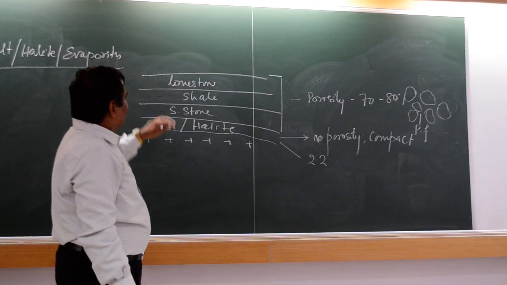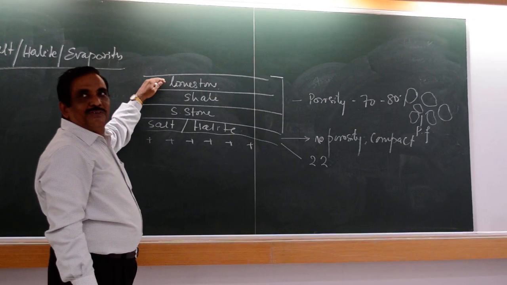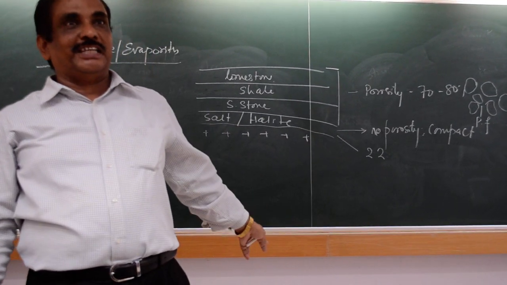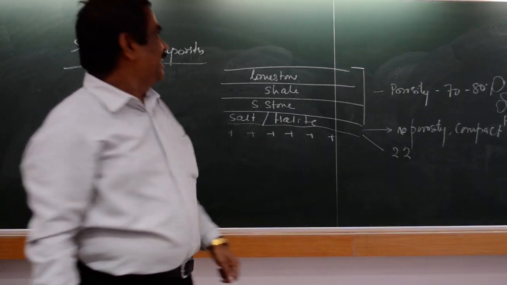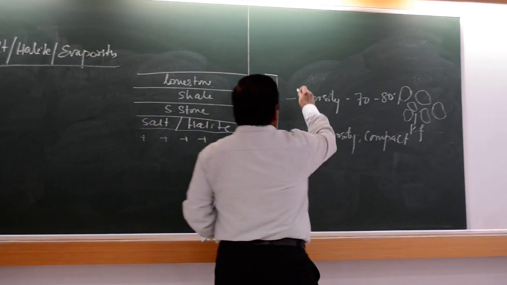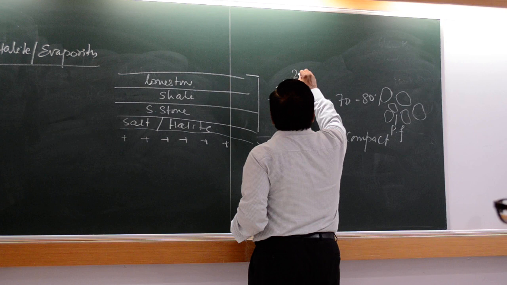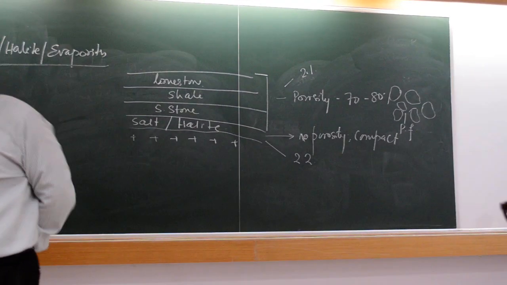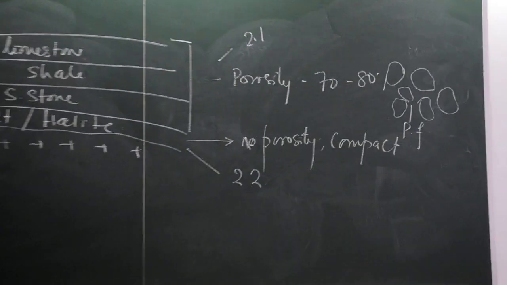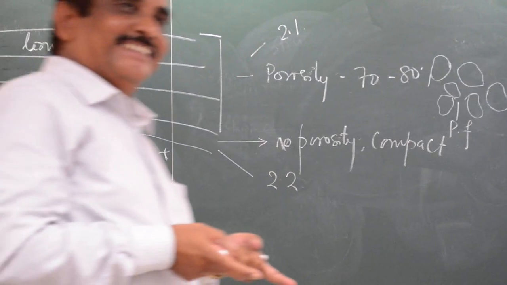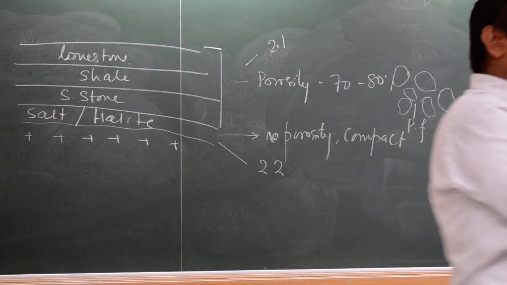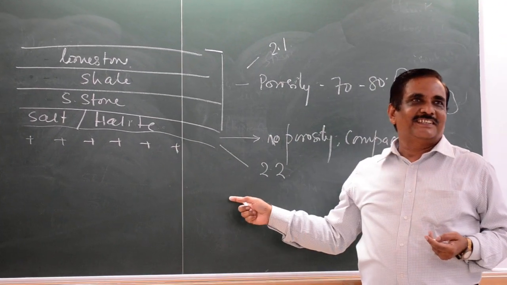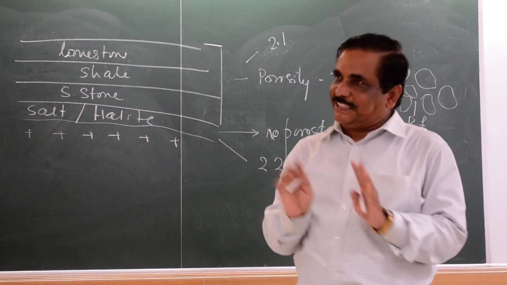Now, this shale sandstone and limestone, you know, initial when they deposited, lot of porosities are there, 70 to 80%. So its specific gravity, you know, or the density is 2.5, less than salt, because salt has no porosity. This has porosity, so its density is less than salt. Up to this clear, na?